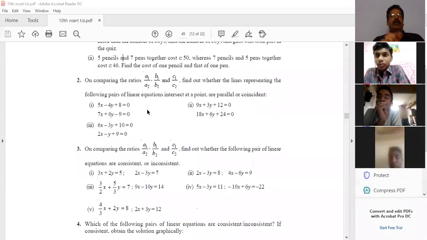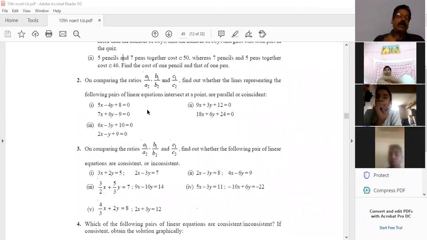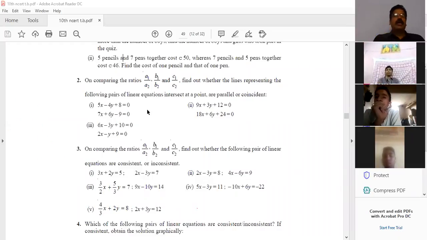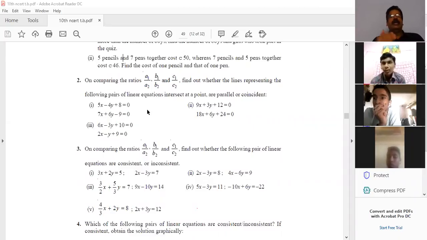A1 equal to 5, B1 equal to minus 4, C1 equal to 8, A2 equal to 7, B2 equal to 6, C2 equal to minus 9. A1 by A2 is 5 by 7, B1 by B2 is minus 4 by 6, C1 by C2 equal to 8 by minus 9. So here A1 by A2 is not equal to B1 by B2. Hence, the linear equations intersect at a point. That is the first bit.